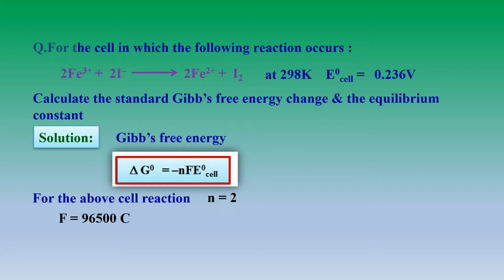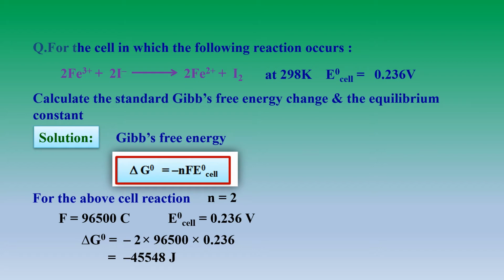F is 96,500 coulomb. The E° of cell value is given, it is 0.236 volt. So what is the formula? ΔG° is equal to minus 2, the n value is 2, F value is 96,500, and E° of cell is given as 0.236 volt. If you substitute and simplify this, ΔG° is equal to minus 45,548 joule. This is the ΔG° value for the above cell reaction.